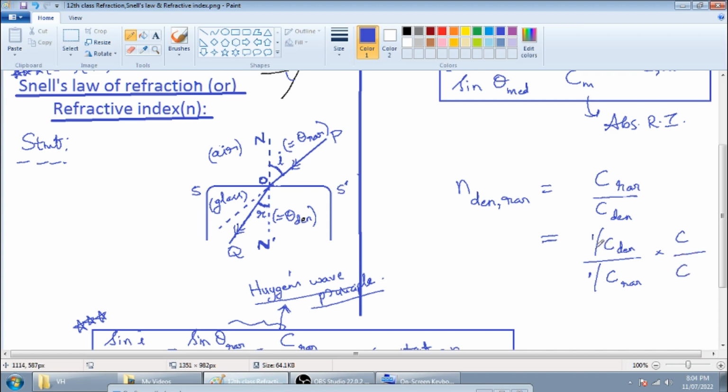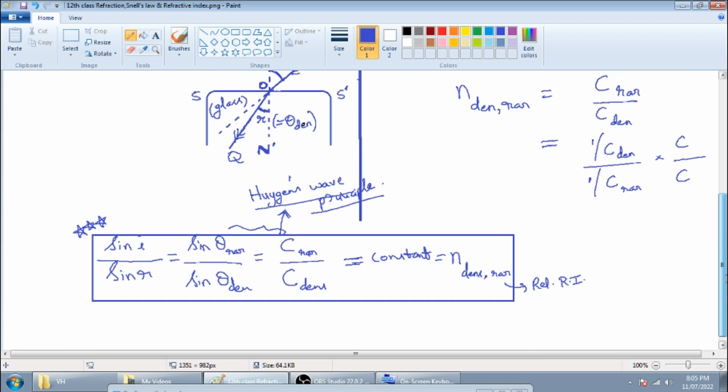Then what happens? Numerator will become C by C denser, which is nothing but absolute refractive index of denser medium, and denominator is what now? C by C rarer. So any C divided by C of any medium M is nothing but absolute refractive index. So denominator now is becoming absolute refractive index in the rarer medium. Numerator is becoming absolute refractive index in the denser medium. So whatever things we are seeing here are simple, nowhere any complication is there.